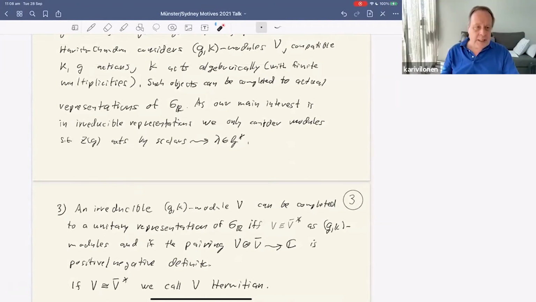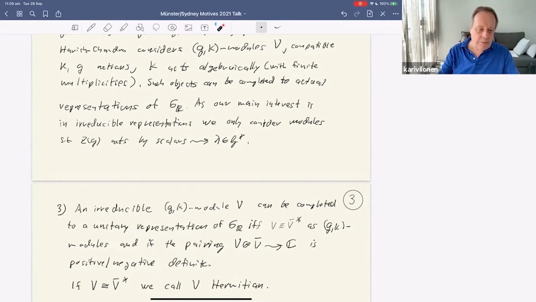So the third thing that Harish-Chandra said is that if I have an irreducible (g,K) module V, then it can be completed to a unitary representation of the real group if and only if it's isomorphic to its conjugate dual as a (g,K) module. And of course, the corresponding pairing from V tensor V bar to C must be positive definite or negative definite. So this unitarity can be checked purely algebraically. That's the result of Harish-Chandra.